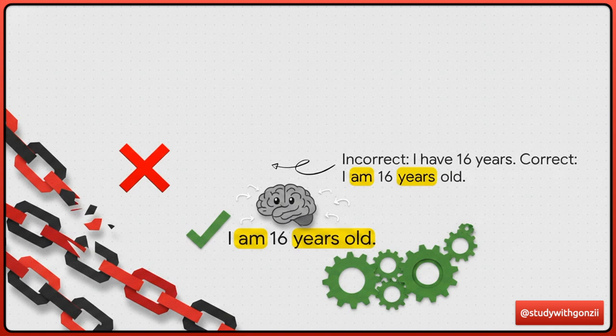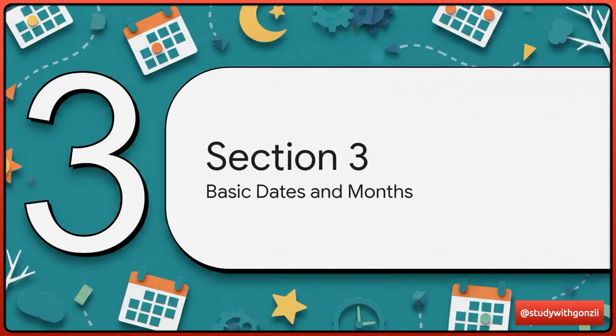Look over at the green check mark instead. I am 16 years old. Just remember, in English, age isn't something you carry around in your pocket, it's something you are. Commit I am to memory, and you'll sound like a total natural. Let's keep this momentum going. Section 3, basic dates and months.